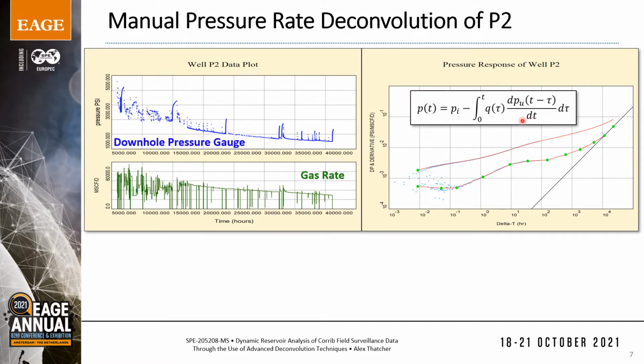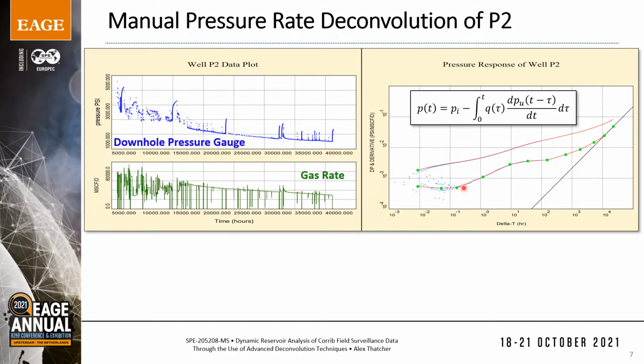This is the single well convolution equation. Pi is initial pressure, Q is the measured rate data, and Pu is the unit rate pressure response function, or response function for short. This is the unit rate response function, and this is the derivative of the unit rate response function.